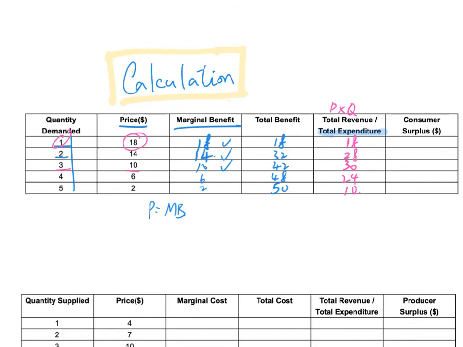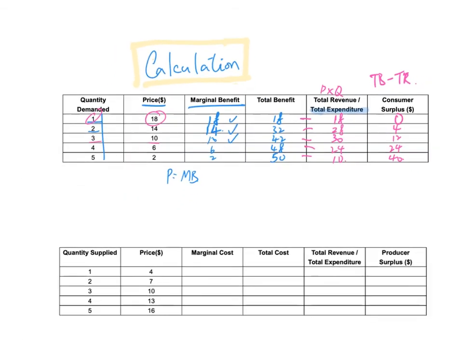Then we have to find the consumer surplus. Consumer surplus is equal to the total benefit minus the total expenditure, or total revenue. So simple, we use the total benefit minus the total revenue. So this is 0. Then the second one is 32 minus 28, that's 4. The third one is 12. Do the same thing, 24 and 40. Okay, these are the numbers. Although it's very special, actually it should be increasing, right? So this is how you calculate it.